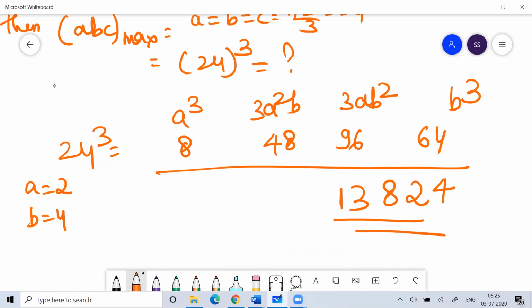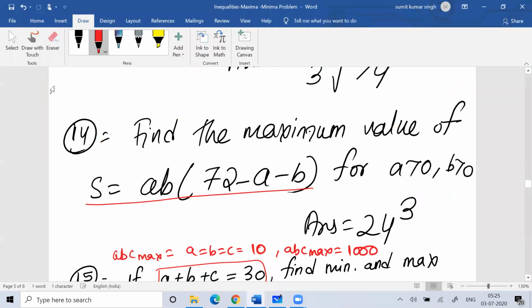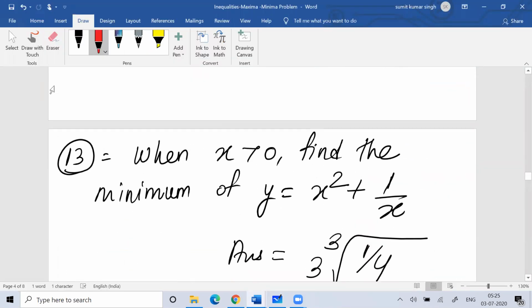Let me just confirm with the calculator. So 24 cube is 13824, correct. So this is question 13, very easy.